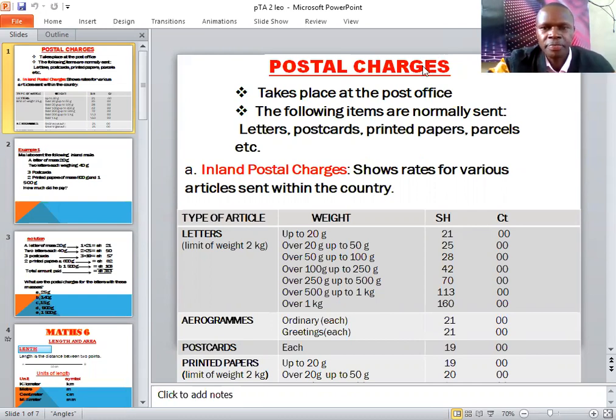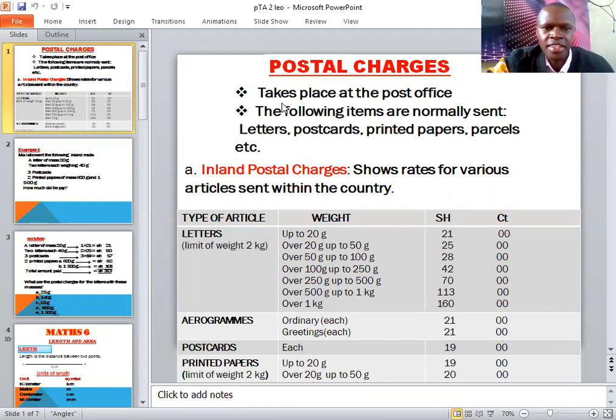Welcome to this lesson. We are going to learn about postal charges. Now, this is another part in money that I would like you to lend me your ears as we start from the beginning up to the end.